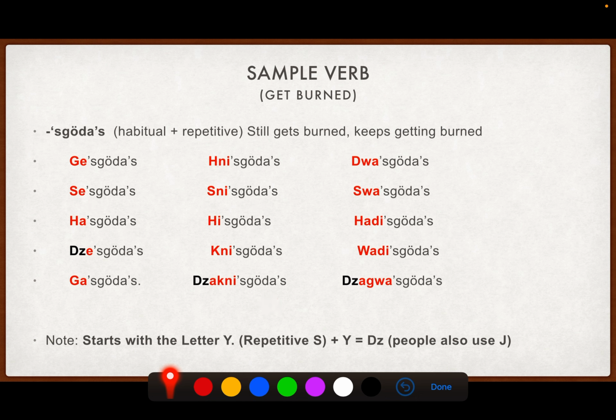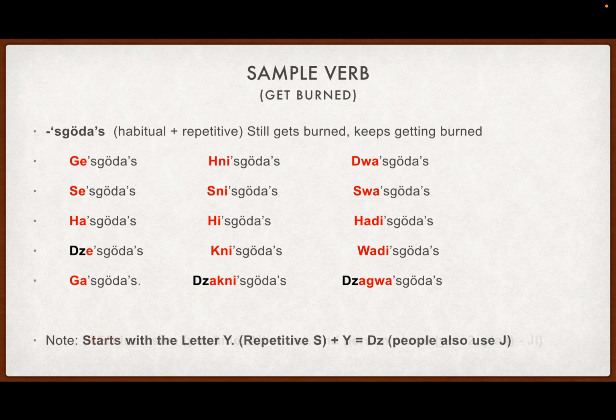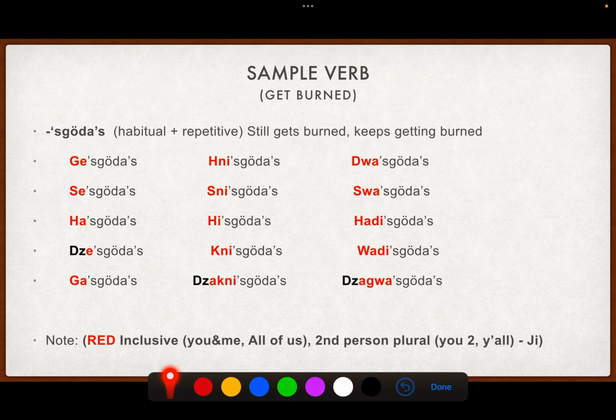It's like we get burned. We get burned again. So it's like you keep getting burned. So these are the ones that started with the letter Y. So now you're going to use that DZ instead. So if we move on, now we're going to move on to the inclusives.